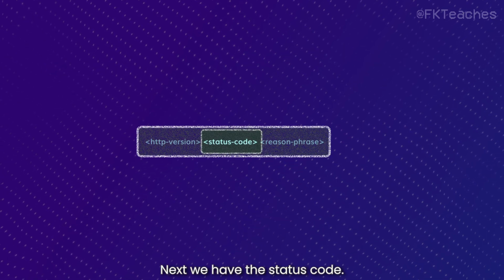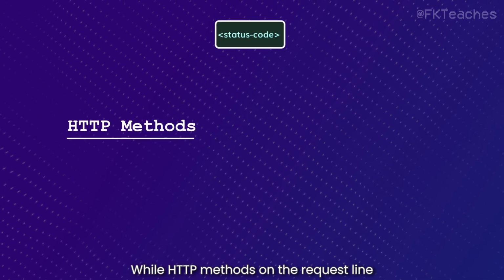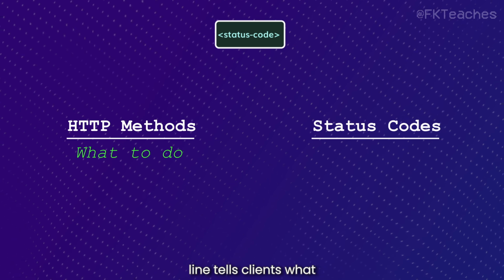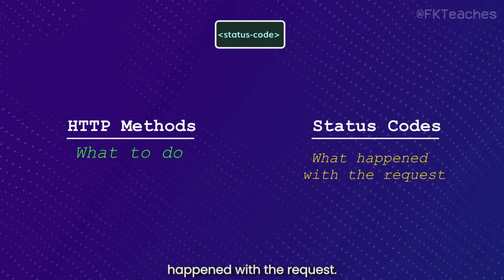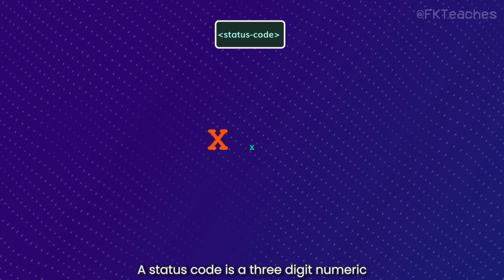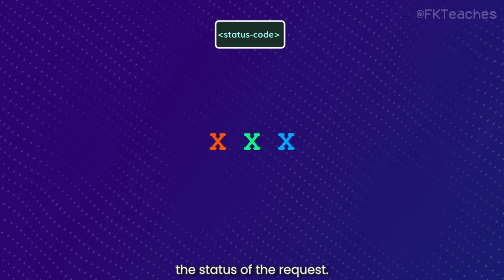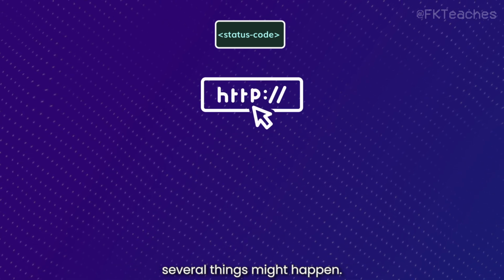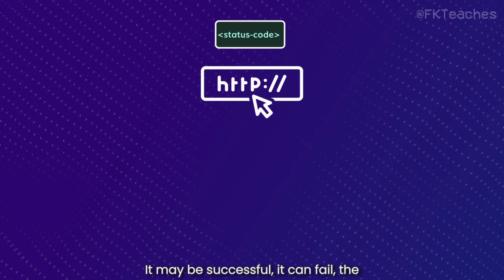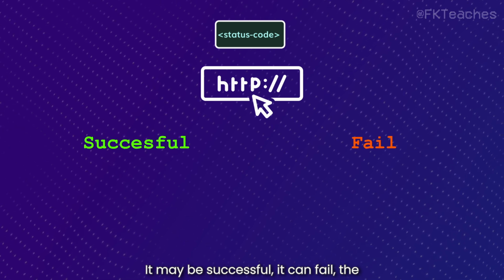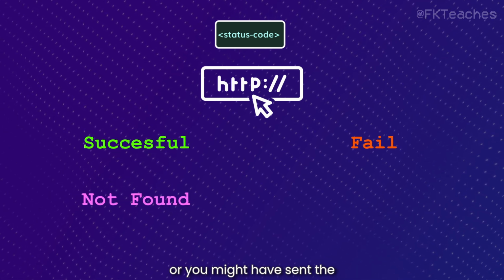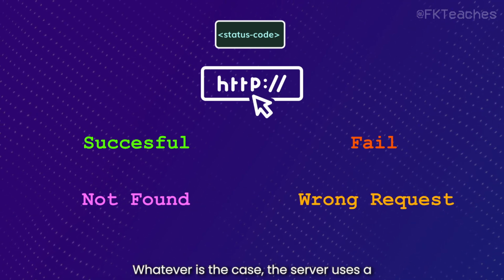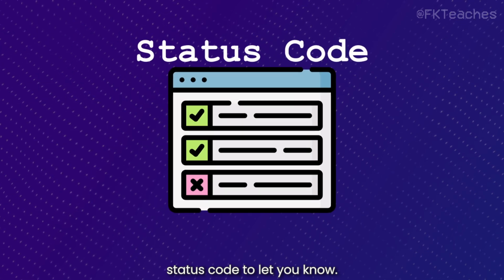Next, we have the status code. While HTTP methods on the request line tell servers what to do, status codes on the response line tell clients what happened with the request. A status code is a 3-digit numeric code that is used to convey the status of the request. You see, when you make an HTTP request, several things might happen. It may be successful, it can fail, the resource may not be found, or you might have sent the wrong request. Whatever is the case, the server uses a status code to let you know.